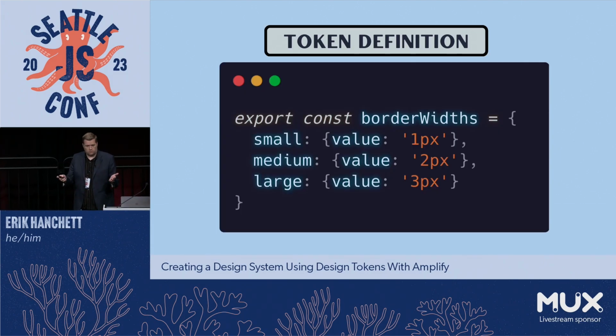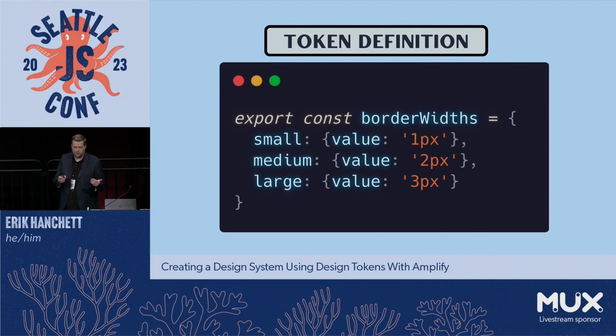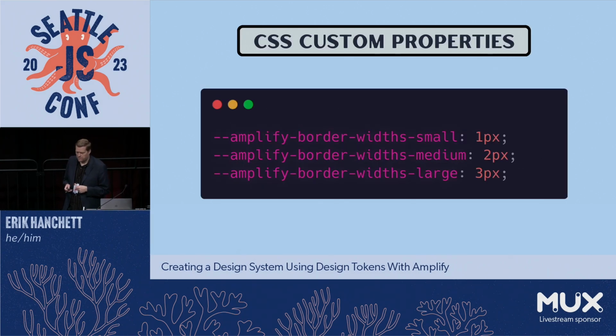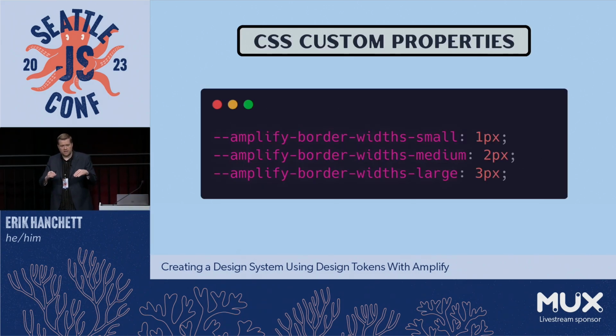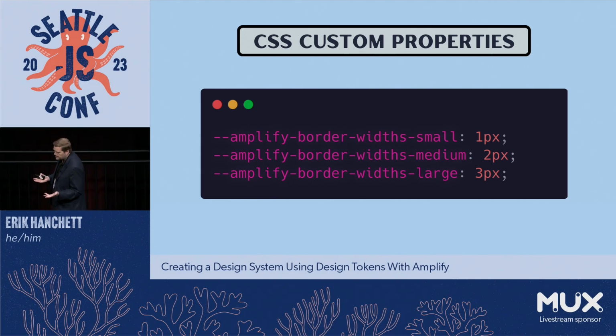So here it is in code. We're using it as an object. We'll have something called border widths. We have small, medium, and large, and we have some values here. And at the end of the day, when you compile these design tokens down, they're really just CSS custom properties. We represented it in this object in our data, but they end up being just CSS custom properties.